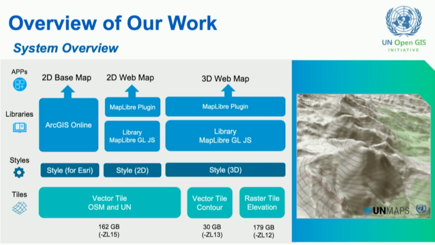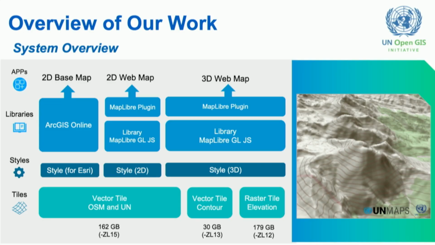Okay. Next, this slide shows a system overview and the relationships among tiles, styles, libraries, and applications. Regarding tiles, we use vector tiles from OSM and UN data, as well as contour data. We also use raster tile elevation. For styles, we use different styles for S3 and also MapLibre, both in 2D and 3D.